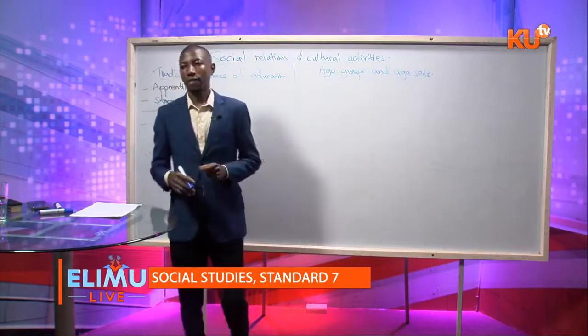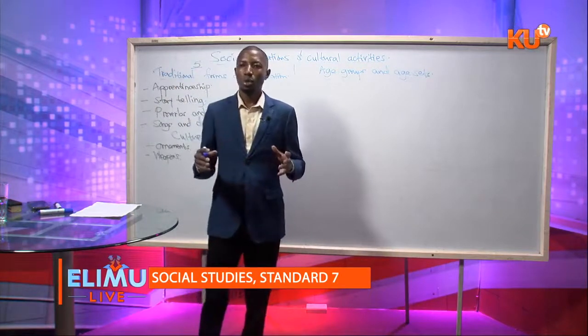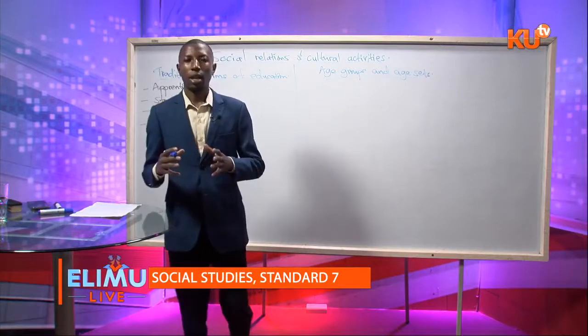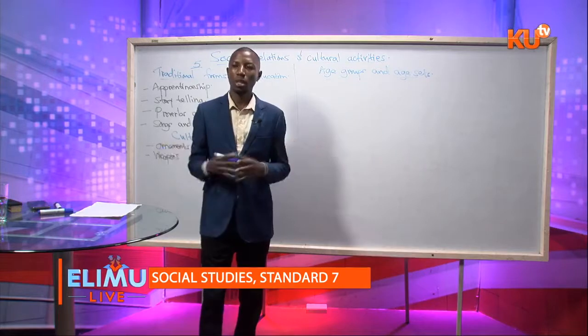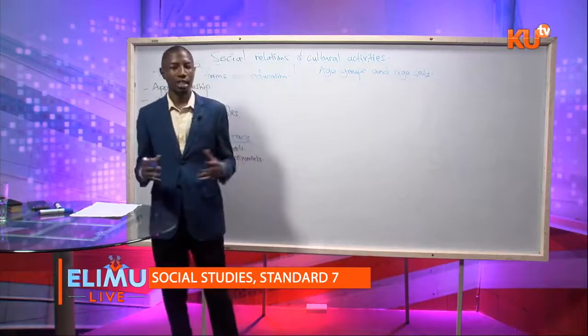Age sets, therefore, is 2 to 4 age groups combined. When 2 to 4 age groups are combined, they form an age set.